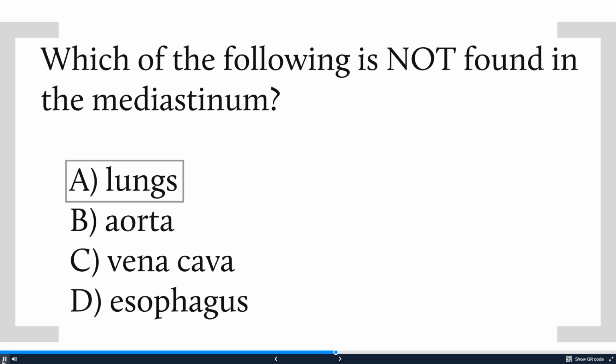The mediastinum is a space between the lungs and therefore would not contain the lungs. The major vessels that are connected to the heart, the aorta and the vena cava in this list, would be in the mediastinum, as well as the esophagus that passes posterior to the heart on its way from the oral cavity to the abdominal cavity.